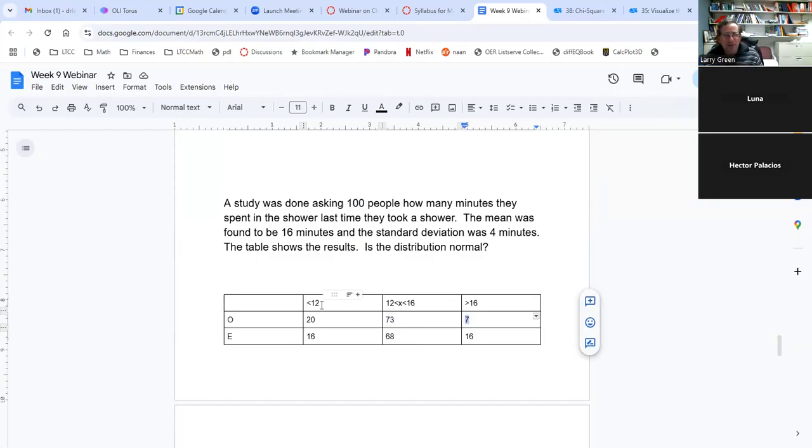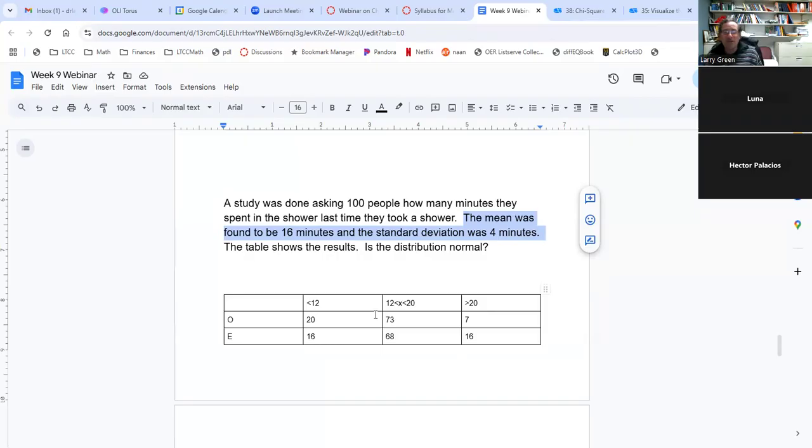Why are these numbers important? Why are the numbers 12 and 16 important? Oh, sorry, that shouldn't be 16. That should be 20. That was my mistake. Why are the numbers 12 and 20 important? Any thoughts? It has to do with the study. You have to look at the study. Here's a hint.